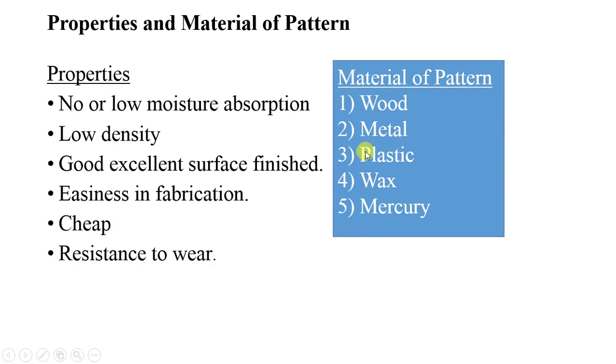Now if you compare a metal with all these properties, you will find out that the metal has low or no moisture absorption property. So it is good compared to the wood, but as it has a high density, it will have more weight, and it will be somewhat uneasy to handle a pattern which is made of metal compared to the wood.